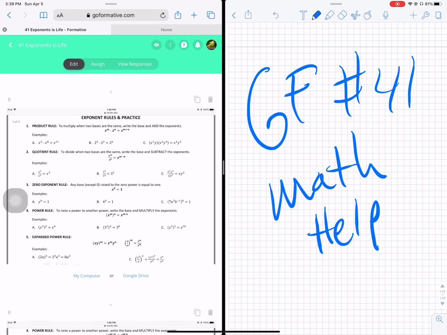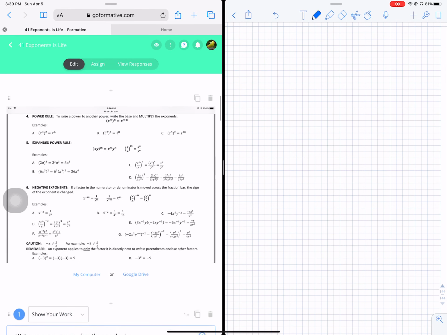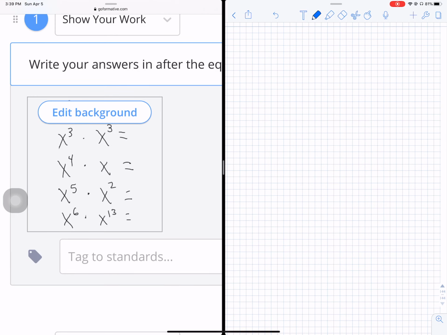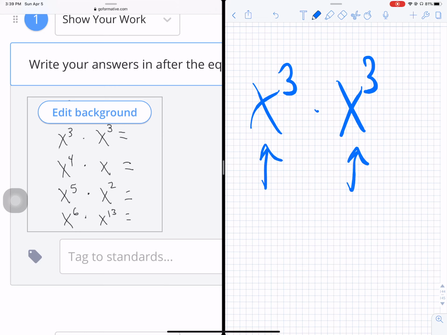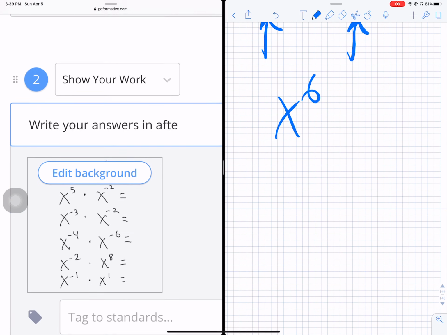With that said, I'm still going to work some of these for you. I'm not going to work them all, but I will work some of them. So let's just jump right in. Here's a bunch of same base, x to the third times x to the third. Well, what did I just say? If these are the same, then what can these do? Add. So it's 3 plus 3, and that's your answer. I'll let you do all those. You don't need any more help on that.